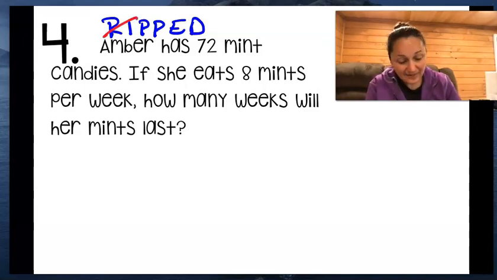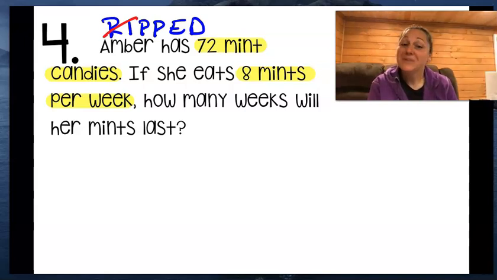I, identify the important information. Let's see. Amber has 72 mint candies. We need to know how many, so I'm going to definitely say 72 mints. We'll go mint candies. If she eats 8 mints per week, 8 mints per week. And then what we want to know is how many weeks will her mints last? So how many weeks is the big thing.